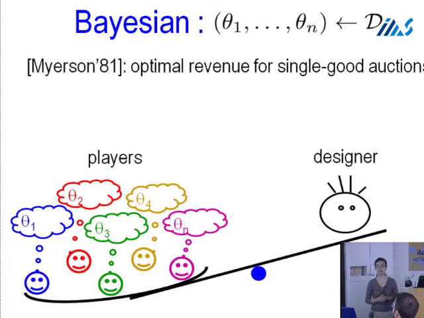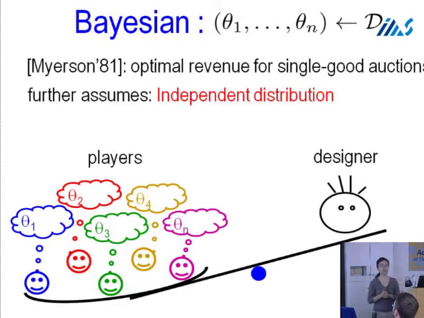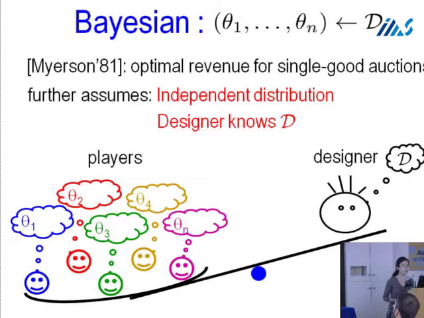And how can he do that? Well, Myerson has told us that for single good auctions, actually you can have a mechanism that generates the optimal revenue possible. But he has some further assumptions. Say he assumes that the distribution of the players' valuations are independent from each other. But also, he has to assume that the designer has to know the distribution D. Otherwise, the designer has no way to calculate the price, how to allocate.